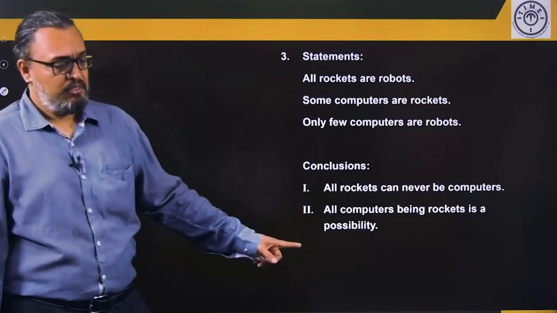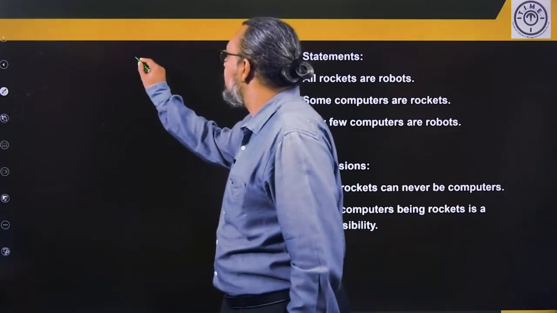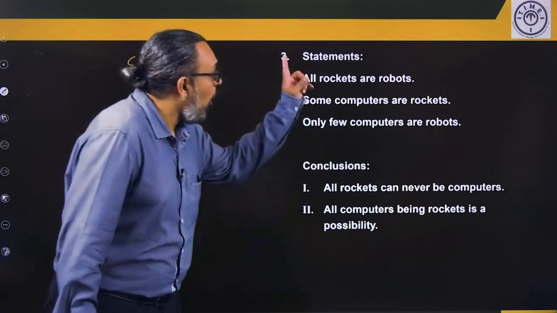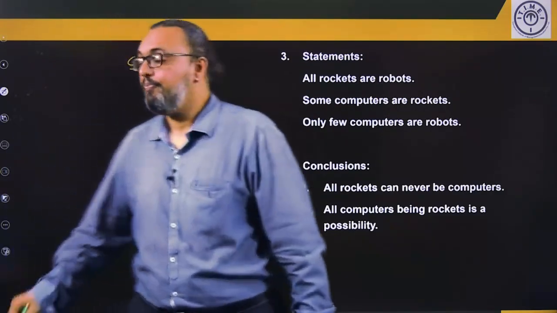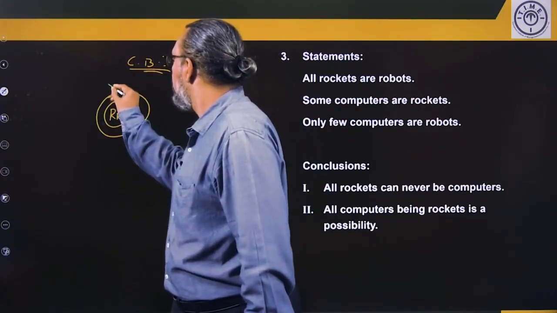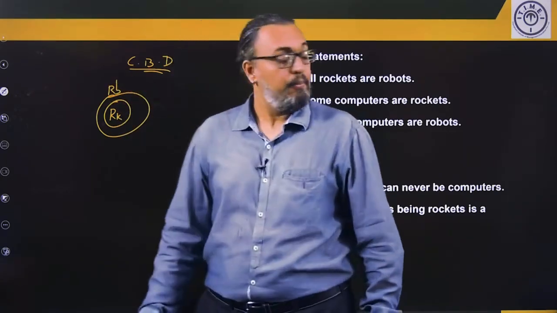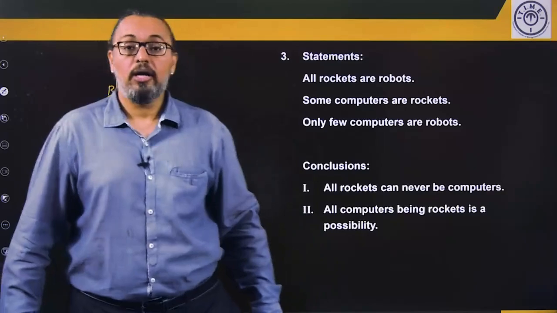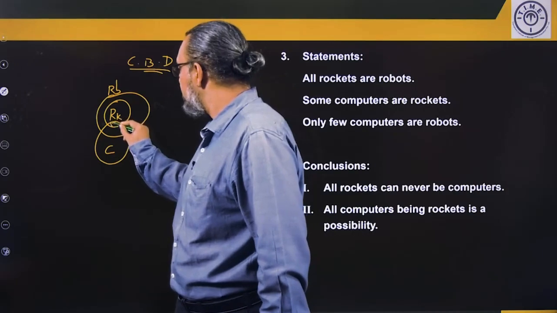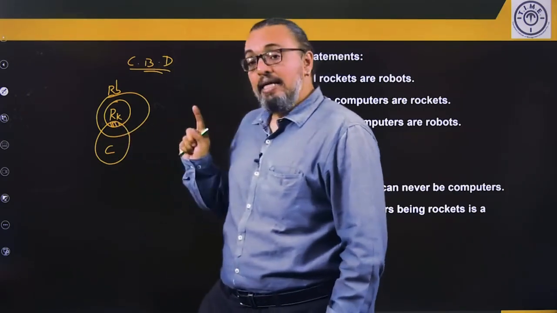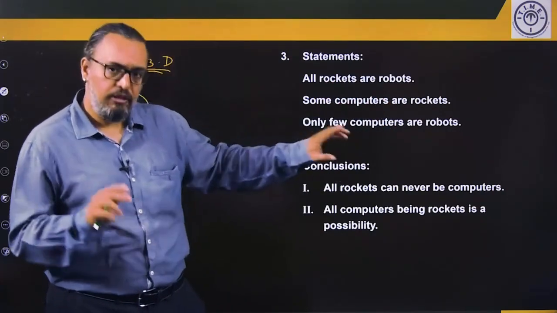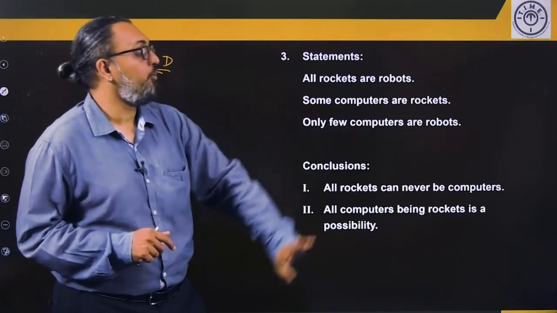Now we have three statements. Okay? Right. So let's take the combined basic diagram for them. What do we have here? All rockets are robots. So all the rockets are robots. Okay. Then some computers are rockets. Like this. Some computers are rockets, that is here. So clearly there is no relation between computers and robots. In the third one we do have, that says only a few computers are robots.